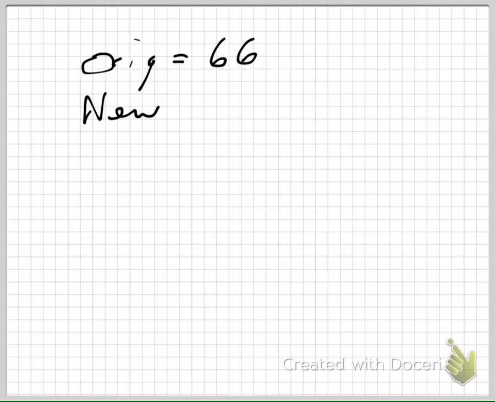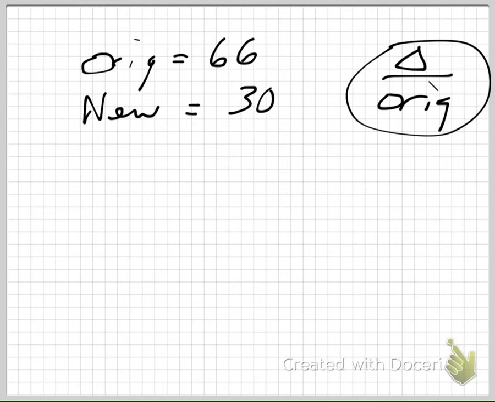Okay, let's do one that's not quite so simple. Let's do the original is 66. The new is 30. I want you to tell me the percent of change here, okay? The original is 66 and the new is 30. So you have to figure out what happened. Remember this: change over the original. That's the secret. So here we go, it's very simple.